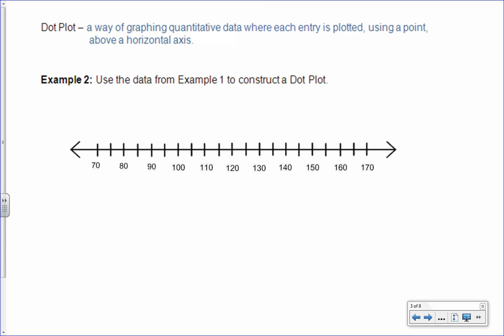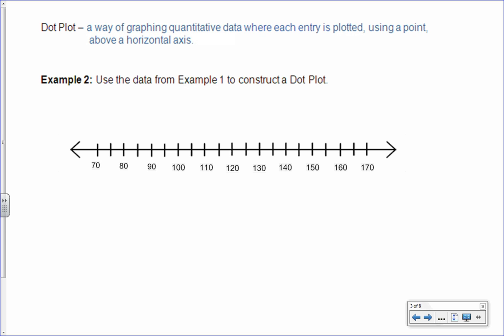Again, it's quantitative data. Excuse the interruption at this time. Okay, and we heard there that the sophomores are getting called down for pictures.